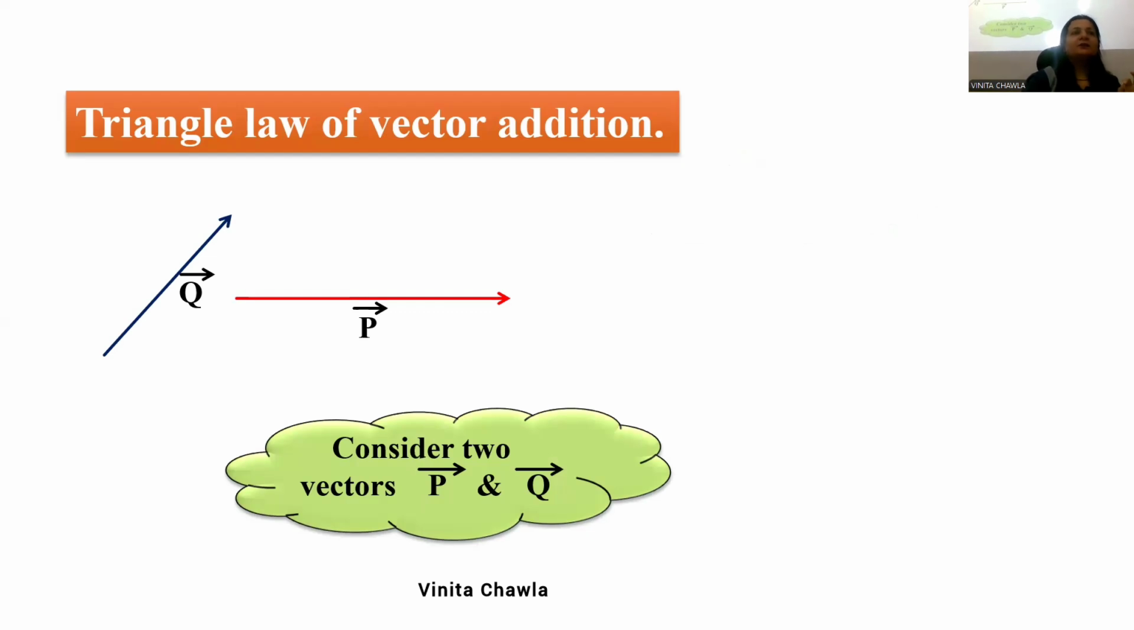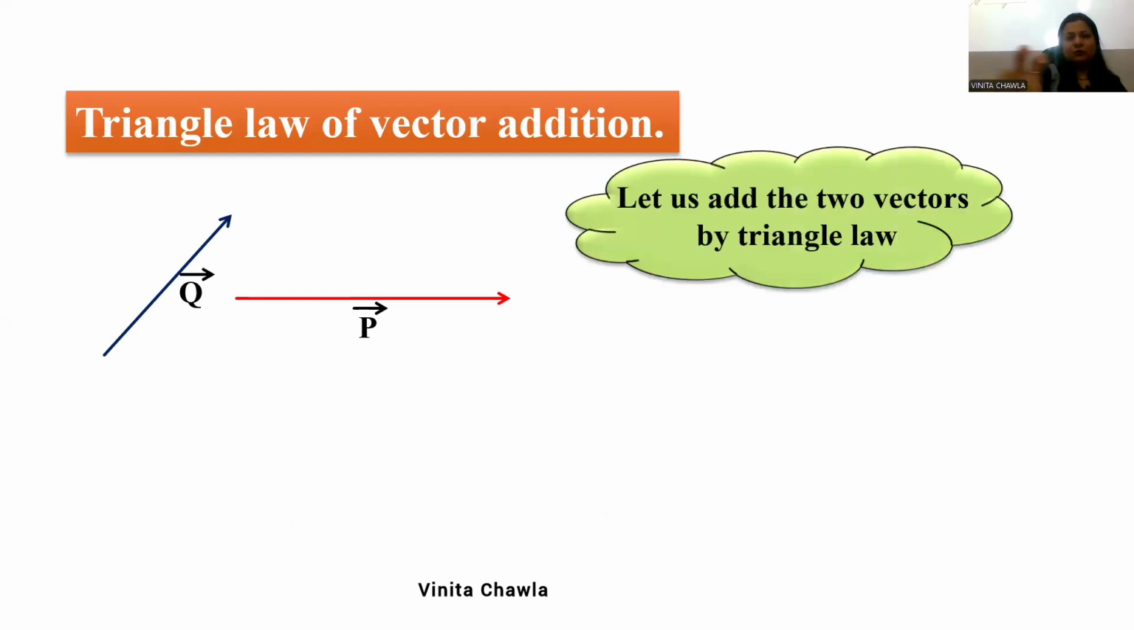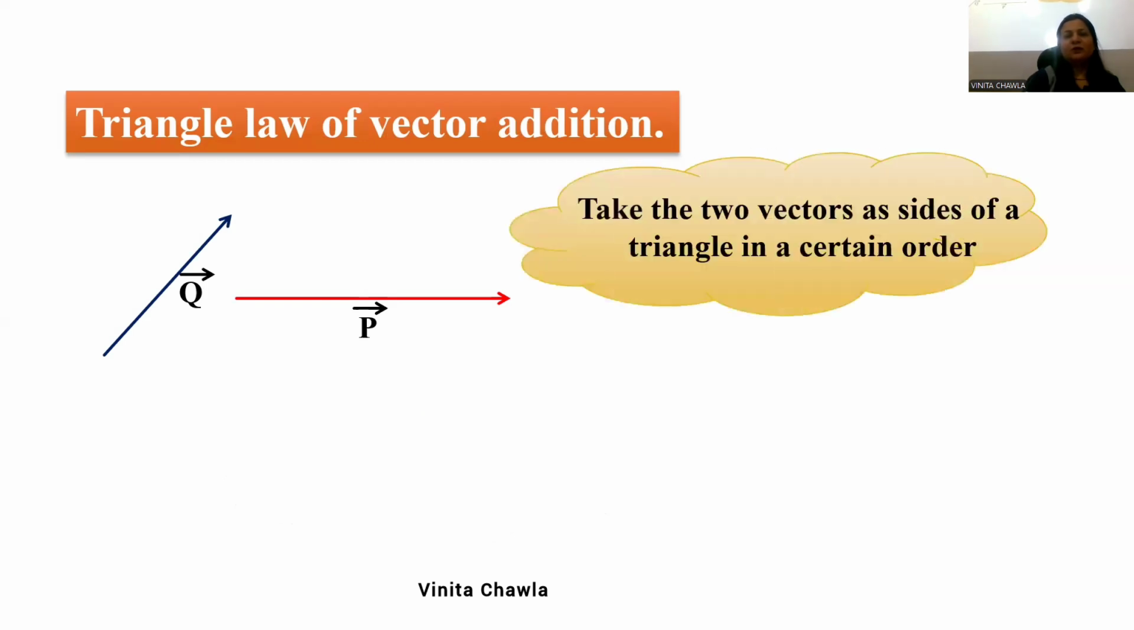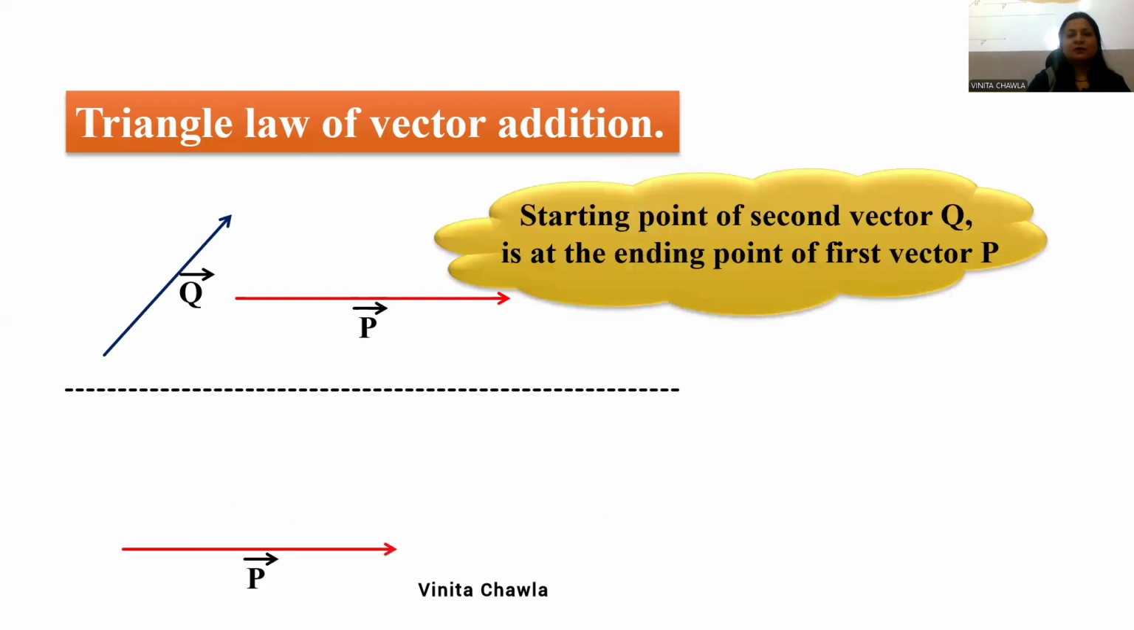join them. How will we place them? As 2 sides of a triangle. We can move this vector Q to the arrowhead of P. Let's add the vectors by triangle law and take these 2 vectors as sides of a triangle in a certain order. So we can redraw these 2 vectors like this.